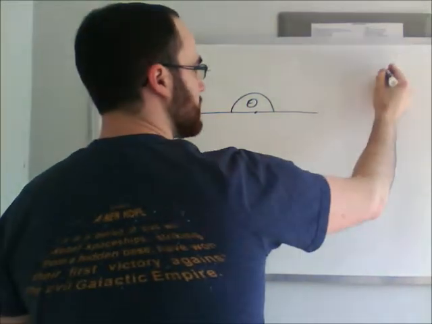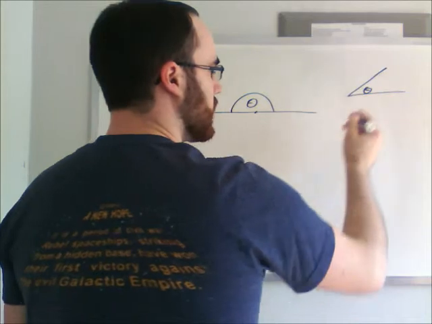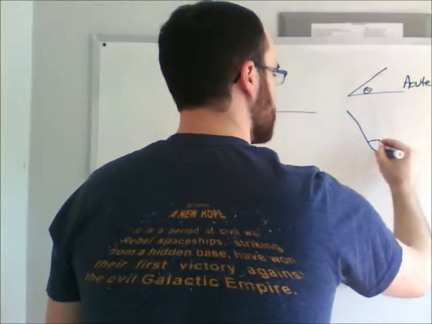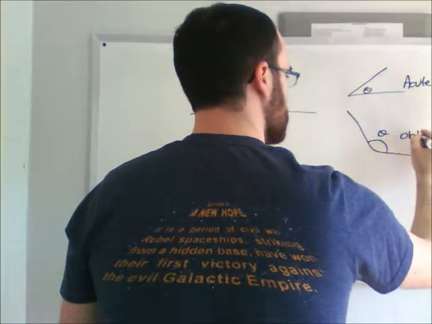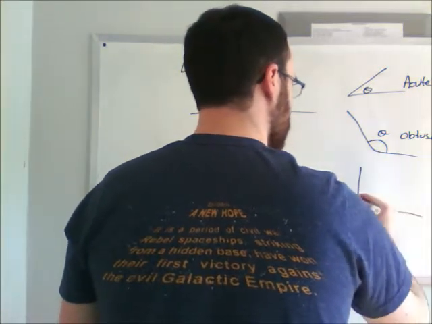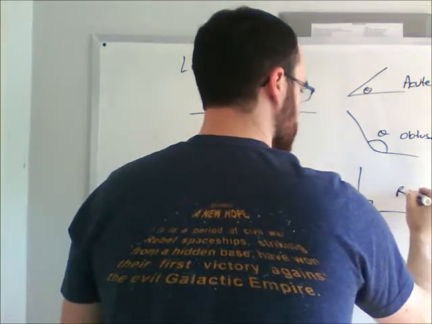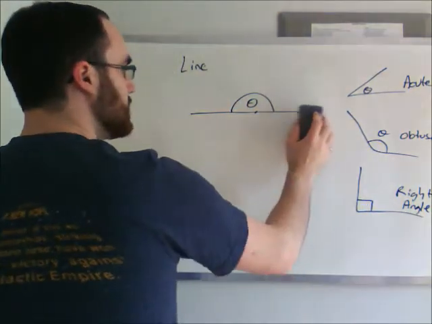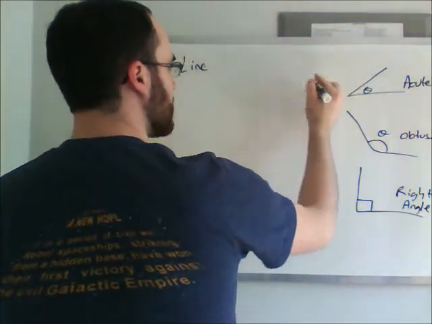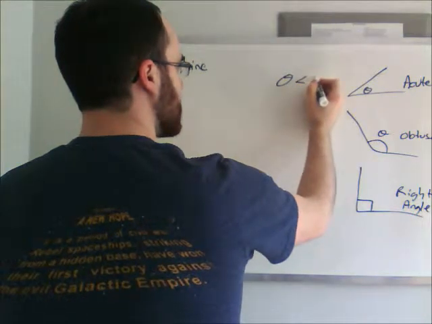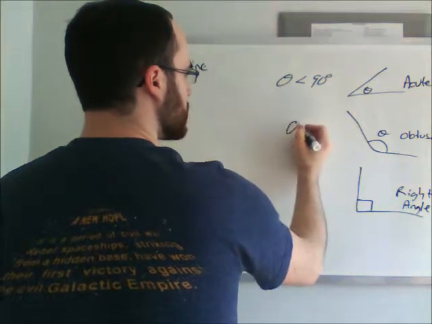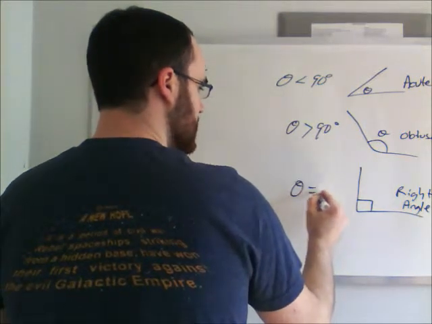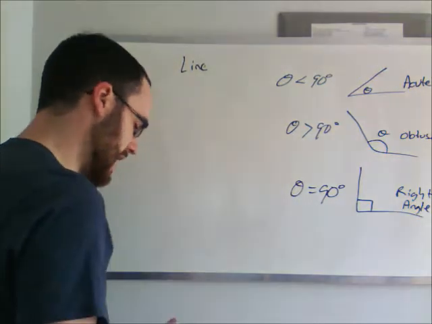So we have different types of angles. This is an angle that we call acute. And this angle is obtuse. We also have a right angle that's denoted by a square. And basically what these things mean is that for acute, the angle is less than 90 degrees. Obtuse is when the angle is greater than 90 degrees, and a right angle is when theta is equal to 90 degrees. Theta just means the angle.